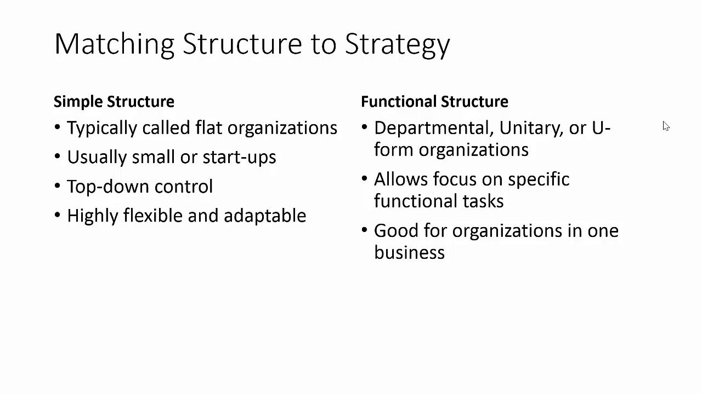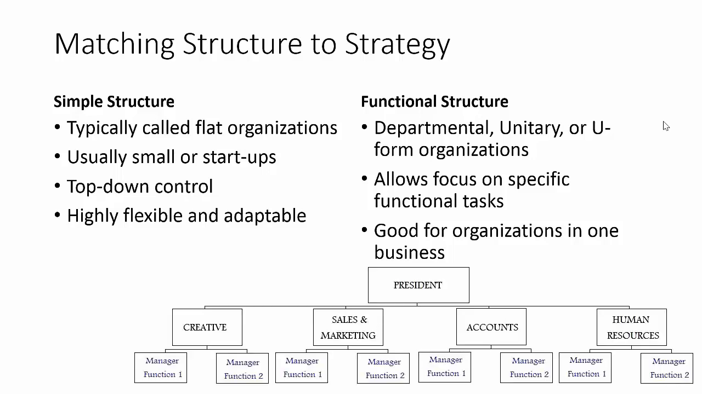And so there's typically a shift to another form of structure as the organization grows. And the next one that we'll talk about is called a functional structure. Alternatively, it can be called a departmental, unitary, or U-form organization. Those all involve the same terms. And what will happen in those forms of structure is that you have a siloing of the different areas of your value chain, typically, or the different functions inside your organization. And that allows you to focus on specific functional tasks, which can be really effective inside an organization that is only in one business, so those single business organizations.